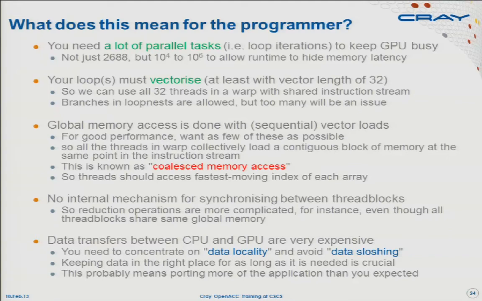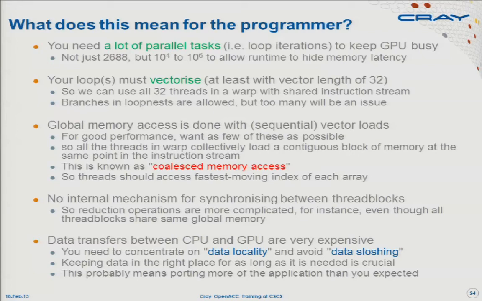There's no internal mechanism for synchronizing between thread blocks. So reduction operations are quite complicated. Of course, they work, but they're more complicated. Also, you don't have a global barrier inside a kernel the way you would write a CUDA barrier, or like you have an OpenMP barrier in OpenACC. If you need a barrier, you break the parallel region, you break the kernel, and start a new kernel when you know it's all finished.